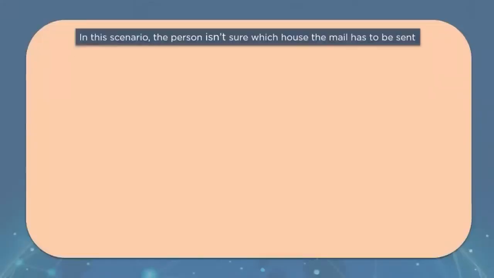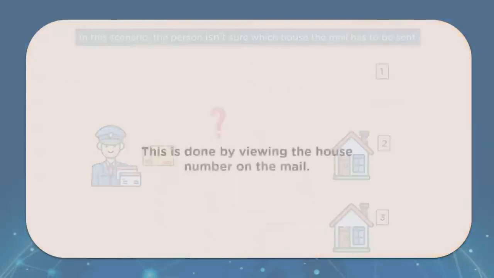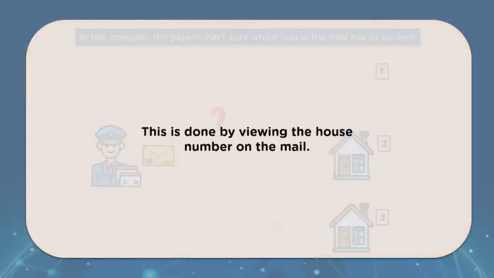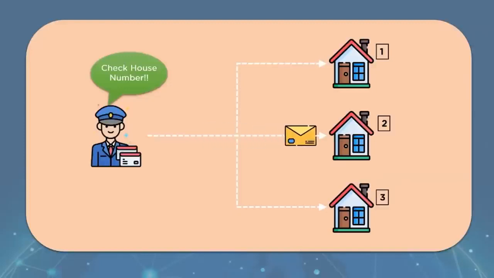Assuming that a person had to send a letter to a relative's house, but he wasn't sure which house though. So, how can this problem exactly be solved? Well, this problem can be solved if we take a look at the house number mentioned on the mail. On the mail, it seems like the house number is 2. That means the mail would go to house number 2.